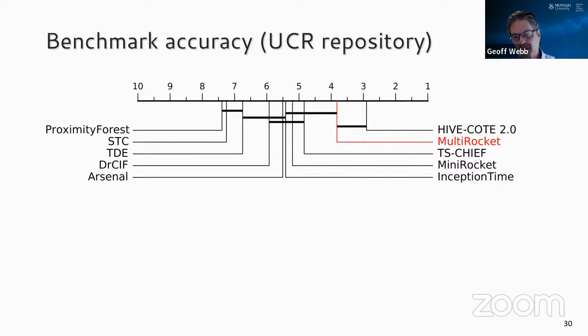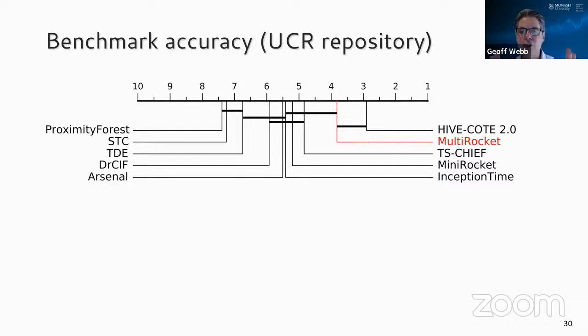MiniRocket, which I've explained, Inception Time, our deep learning approach, Arsenal, Dr. Sif, TDE and STC are components of the Hivecoat system. Arsenal is an ensemble of rockets, not mini rockets. And then Proximity Forest is our first attempt at scalable time series classification.